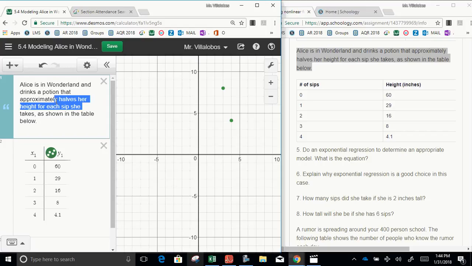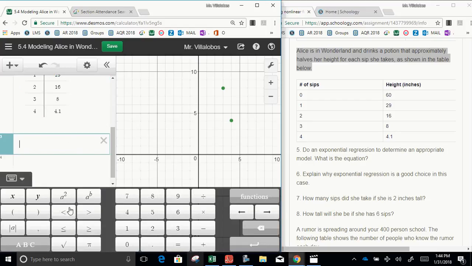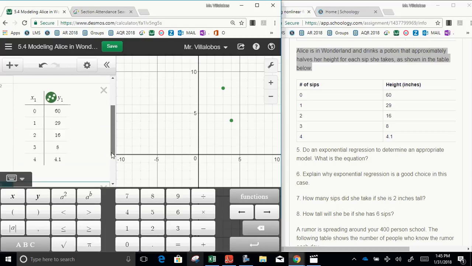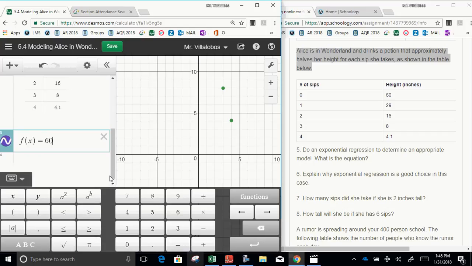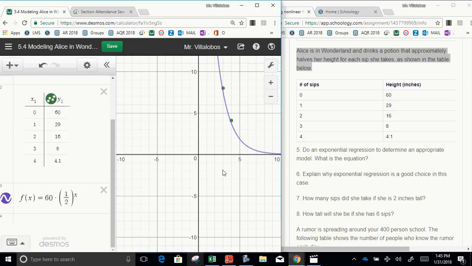So I already know the model. Heck, I don't have to do the regression. I can type this. Okay. So I could guess what this is. I could already do this. F of x equals, she starts at what height? She starts at a height of 60 inches. So that's 60 times half her height. And so I scoot over and I raise it to the x. And that should do it. Okay, so I didn't have to run a regression on this because this is common sense.